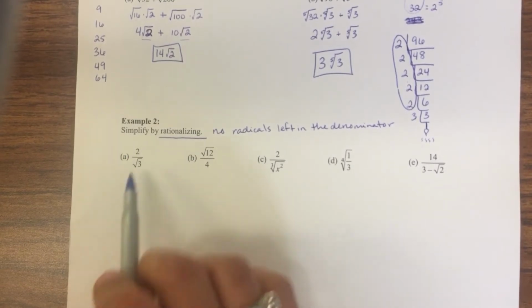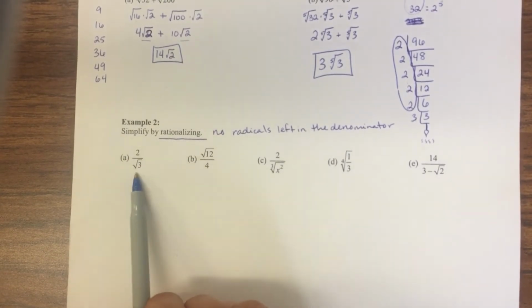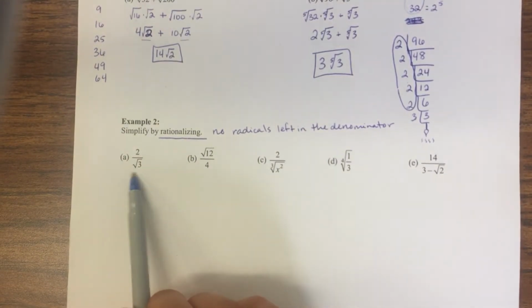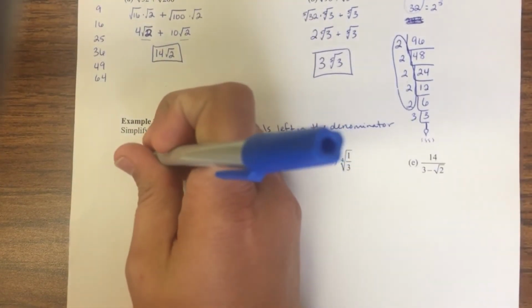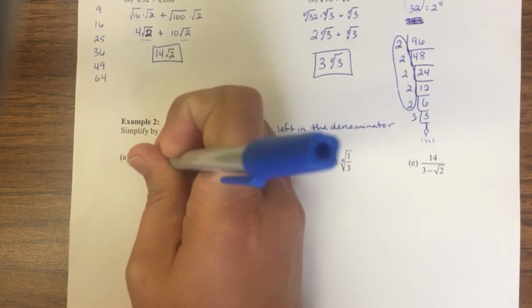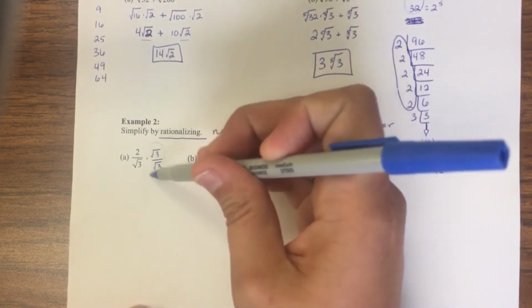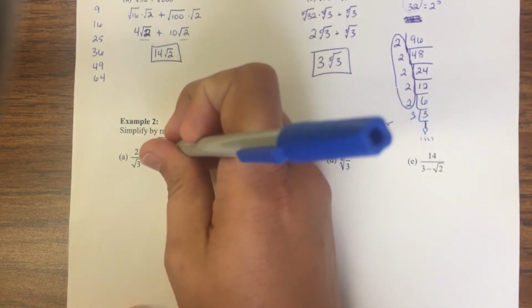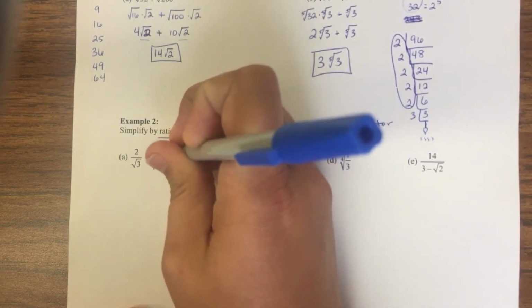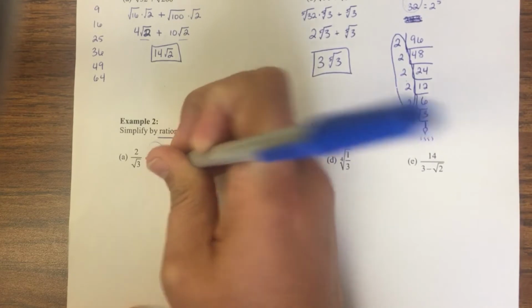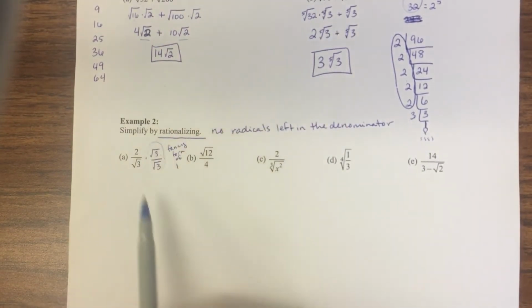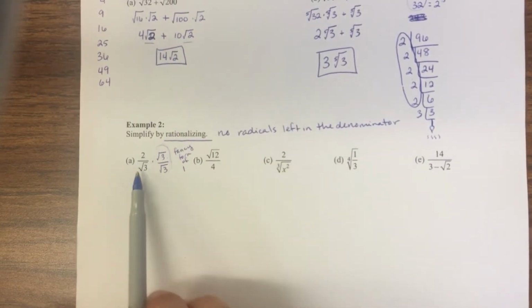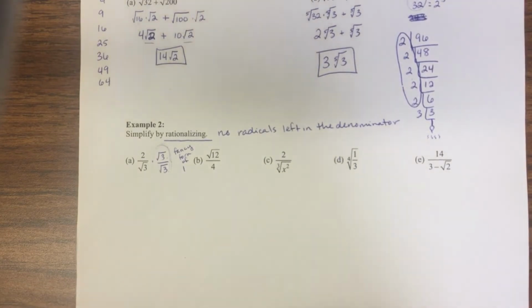So looking at A, we cannot leave a radical in the denominator. So what we do is multiply the top and the bottom by whatever radical you have on the bottom. So I'm going to multiply the top and the bottom by the square root of 3. Because technically, the square root of 3 over the square root of 3 is just a fancy form of 1, because it's the same number over itself. So it's not going to change the value of this expression. It's just going to manipulate it to where we want it to be.